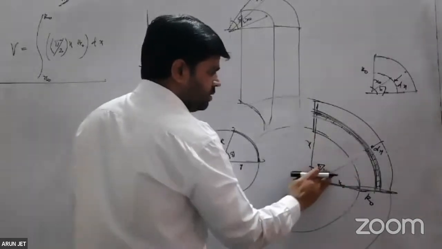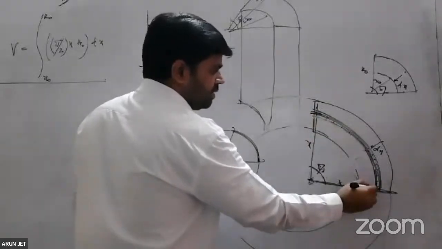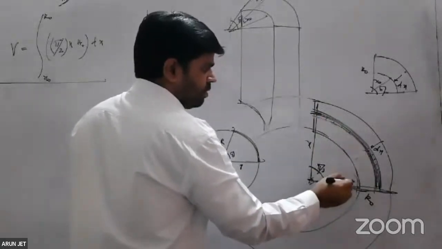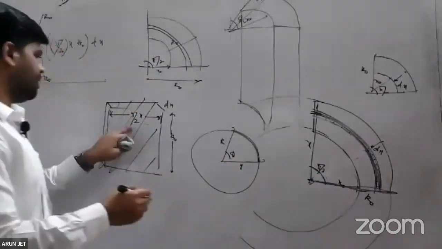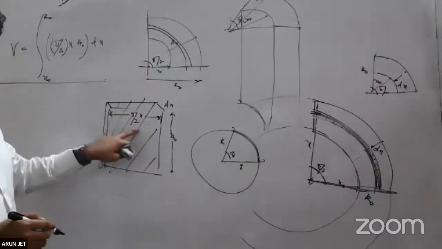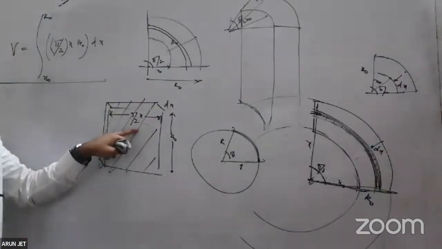x is the radius, angle is pi by 2, so what is the length of this arc? pi by 2 x సార్. కరెక్ట్, pi by 2 x రాశారు. ఓకే సార్. ఓకే, your doubt is absolutely right. అర్థమైందా మీకు ఇప్పుడు?